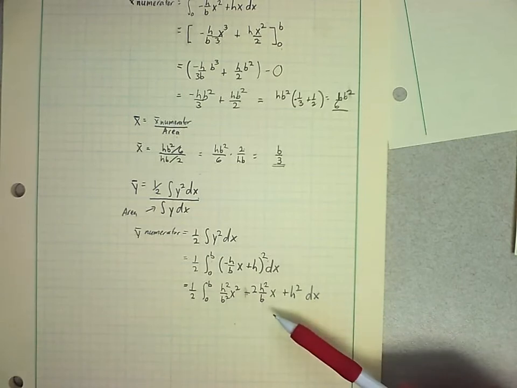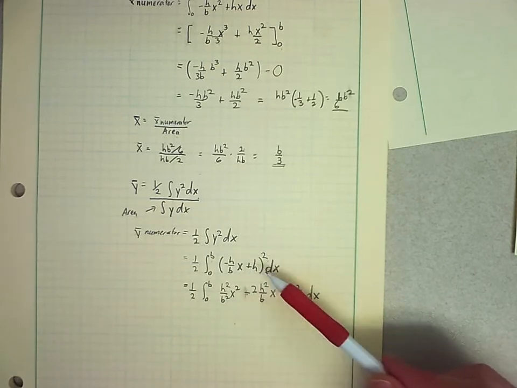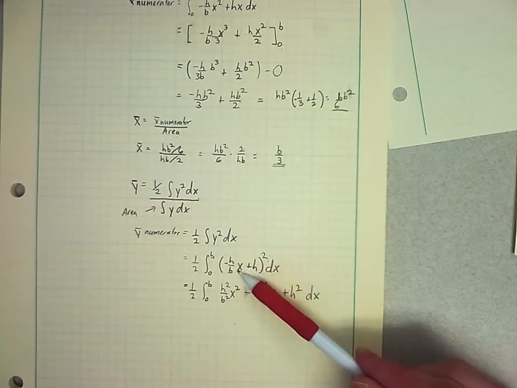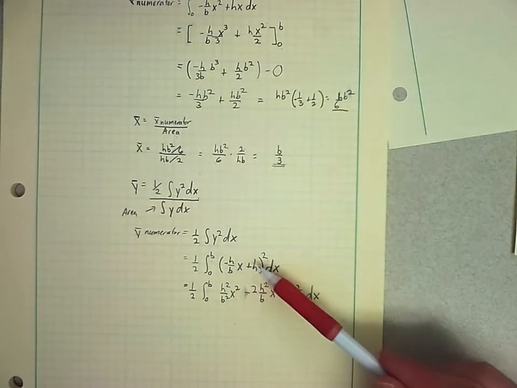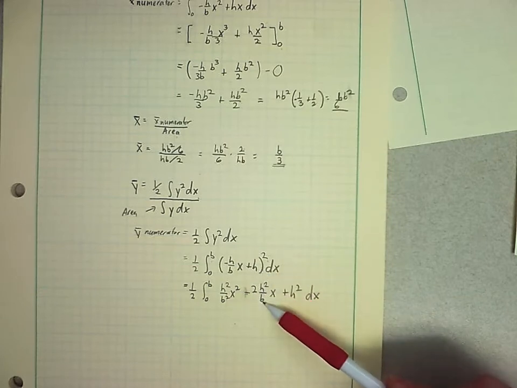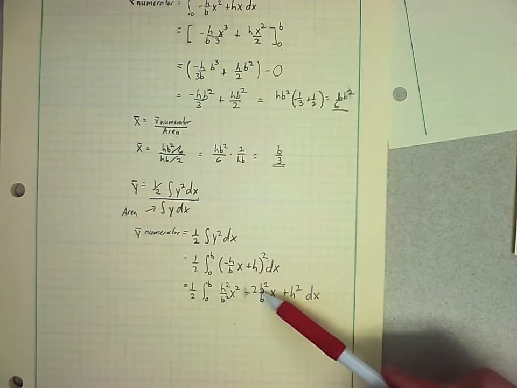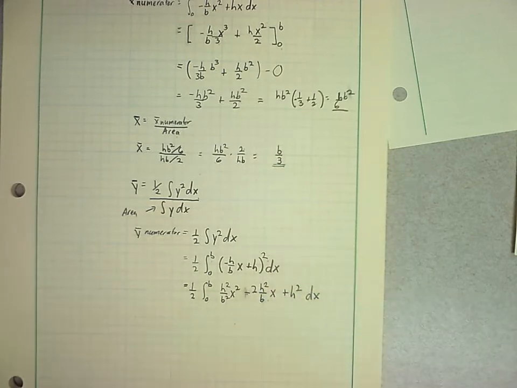And then the middle term is 2 times the product of the two terms. So this is negative h over b x times h. Negative h times h is h squared over b, and we still carry along the x, and we have 2 of those. The wording got confusing, sorry about that. All right, now we want to integrate it, do the antiderivative.